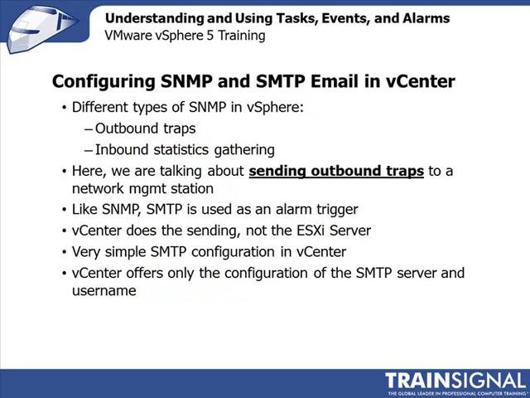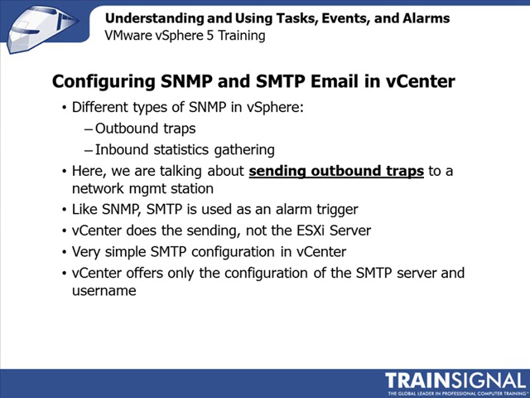Now, SNMP and SMTP email in Virtual Center. Best practice always dictates that, especially if you have some kind of an enterprise monitoring system, that you tie your vSphere infrastructure with that monitoring system via SNMP traps. So SNMP traps are a very good way for you to understand what's happening within the environment. Now, with regards to SNMP and SMTP, the same way SNMP is triggered by an alarm, SMTP is also triggered by an alarm. I'm going to show you where you can go to configure that.